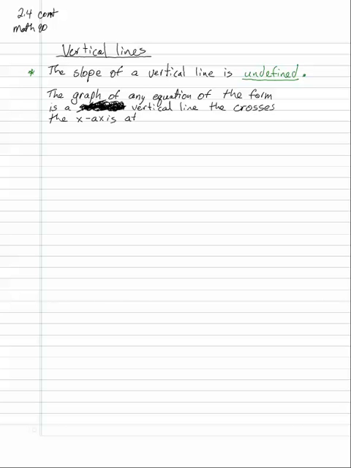And also the graph of any equation of the form x equals a number, x equals a, is a vertical line that crosses the x-axis at the point, whatever a is, whatever that number is. See, that's (a, 0). So that's on the x-axis.